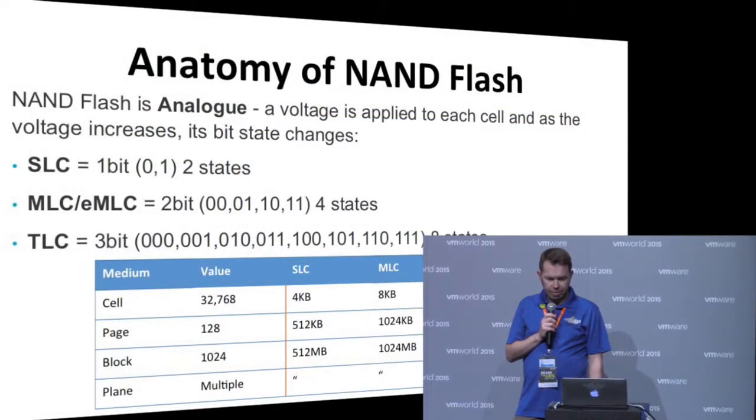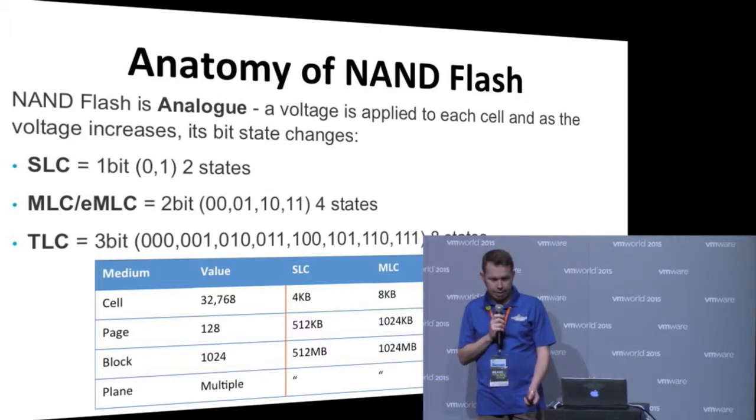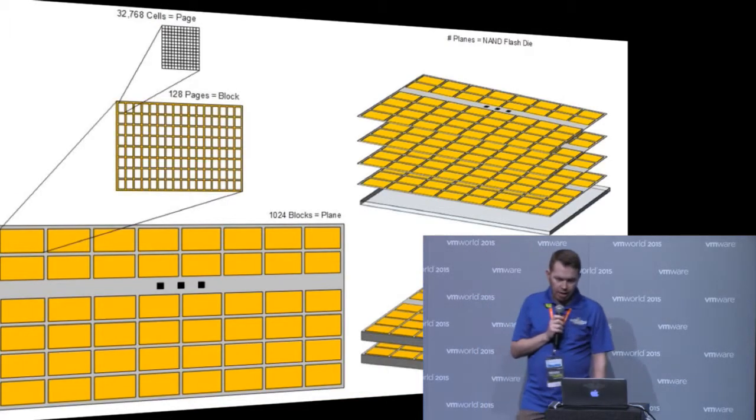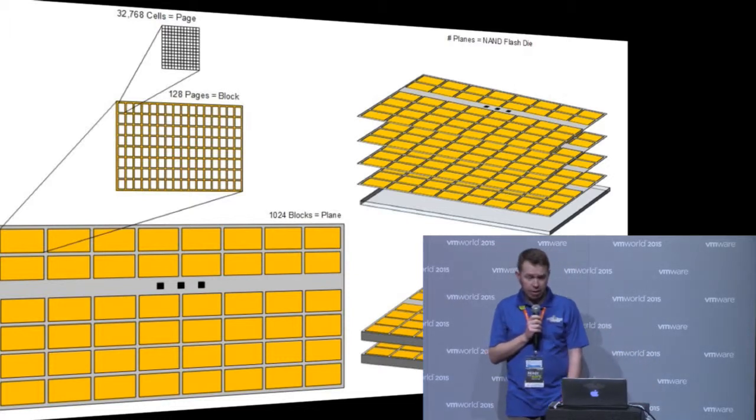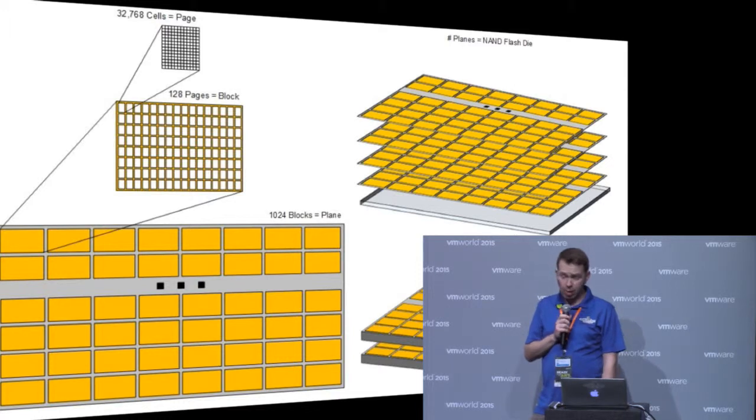And I've got a nice little table there that calculates out the amount of capacity based upon an SLC, an MLC and a TLC. The medium, the cell, page, block, and plane, I'll go into in a second. But you can see there how it actually works: we've got about 32,000 cells in a page, and then 128 pages in a block, and then 1024 blocks in a plane.